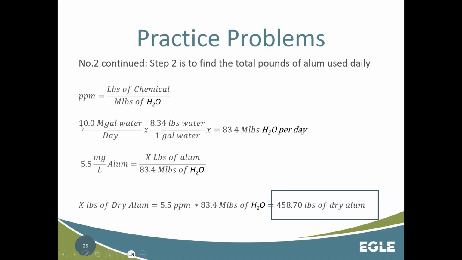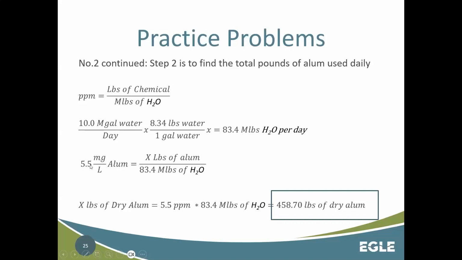In the problem statement, it told us that we had 10 mgd or 10 million gallons of water per day. So again, we need to get this in terms of million pounds of water. And on your reference sheet, there will be the weight of water, which is 8.3 pounds of water per gallon. We multiply this out, 10 times 8.34. We're just going to move this decimal one place, which is going to give us 83.4 million pounds of water per day.